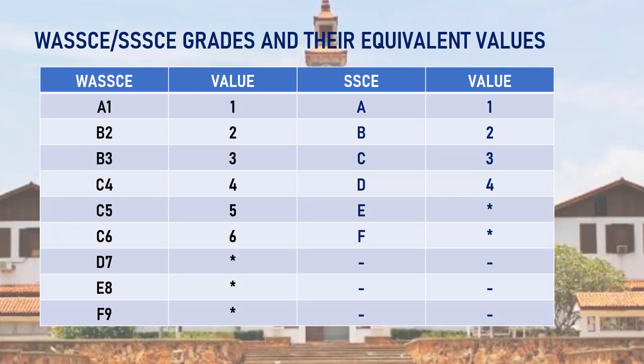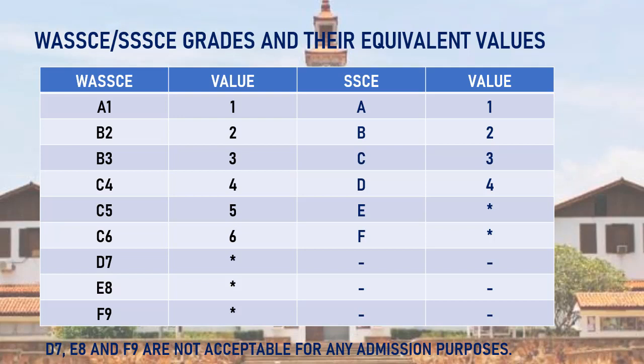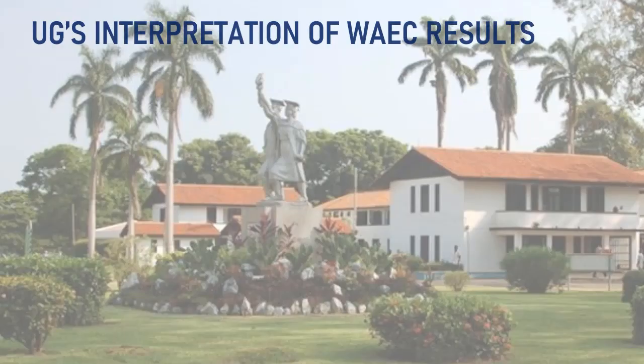So let's look at the interpretation of the SSSCE results and the values attached. So A is valued as 1, B is valued as 2, C is valued as 3, D is valued as 4. The University of Ghana does not accept E and F, so you should also take note of this if you are applying with your SSSCE results. So based on this, you should be mindful that the University of Ghana does not accept D7, E8 or F9 for any admission purposes. University of Ghana interpretation of WAEC results.